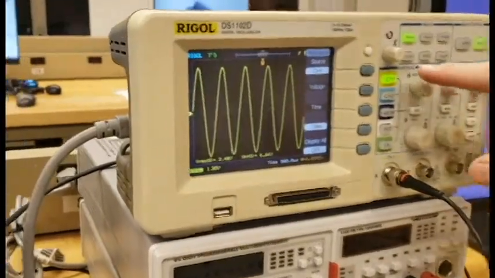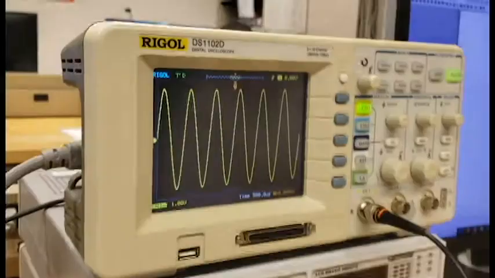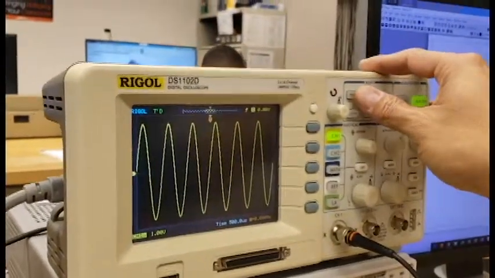So here, actually, you can see right there. Yeah, sure.